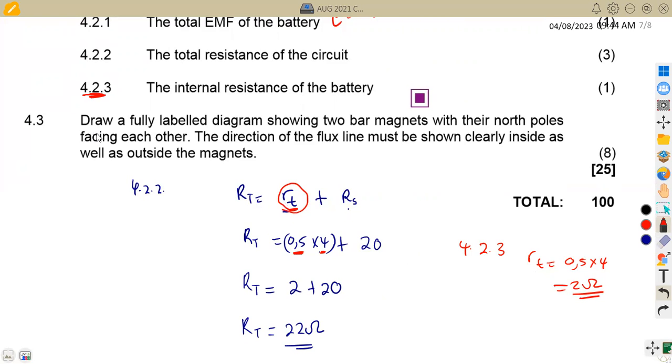All right. On 4.3, we are now asked to draw a fully labeled diagram showing 2 bar magnets with their north poles facing each other. The direction of the flux lines must be shown clearly inside as well as outside the magnets. All right, so this is what I want you to check from the diagram that I'm having here. Let me show you part of the screen. So this is what we are having.